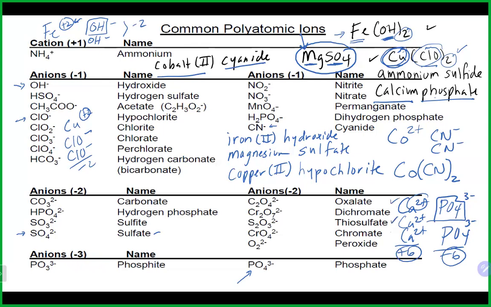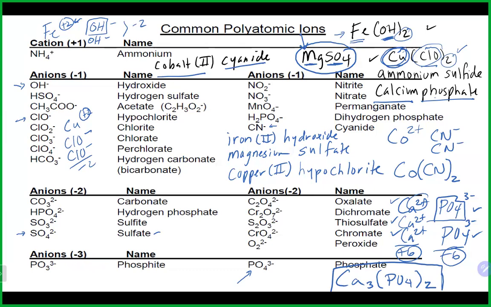We have 1, 2, 3 of the calciums. We have 2 phosphates, so that's more than 1. So I need parentheses, a 4 and a 2 on the bottom there. And that would be our formula in this case. Any questions on that one there?